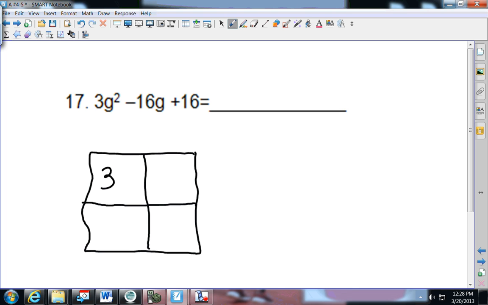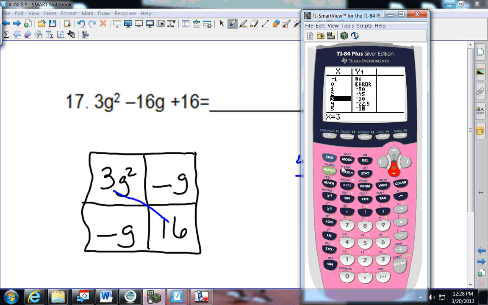So I have 3g squared and 16. Something g, something g. 3 times 16. What is that, 48, I think? 3 times 16 is 48. So I'm going to go in here, go to y equals, and put in there 48 divided by x.